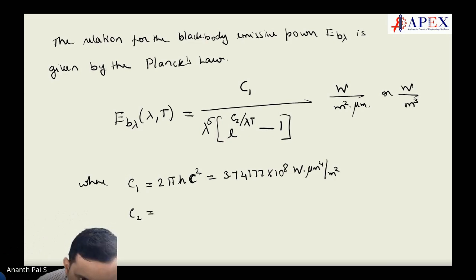Next, C2 is given as h C0 by k, where k is the Boltzmann constant, which is equal to 1.43878 into 10^4 micrometer Kelvin.